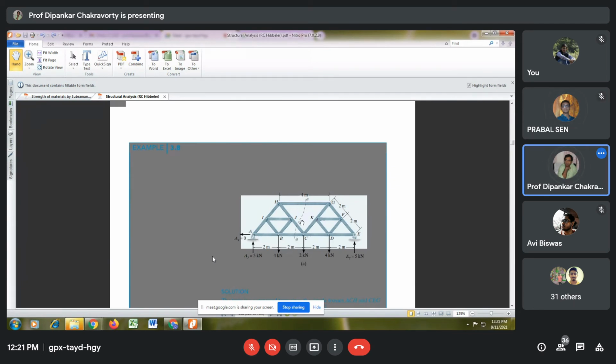So it has cut members HG, JC and BC. JC and BC are passing through C. So if you take equilibrium of the left hand side portion and take moments about C, then FHG becomes known. Am I correct, my students?